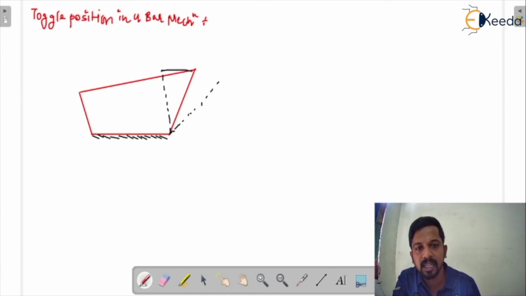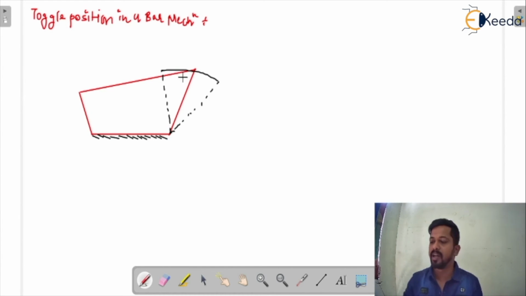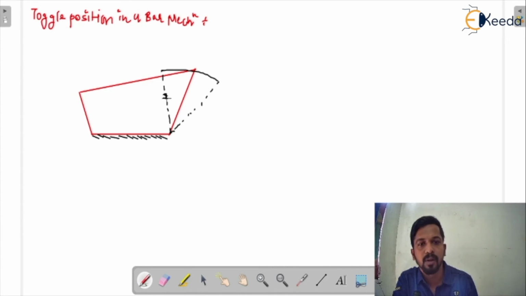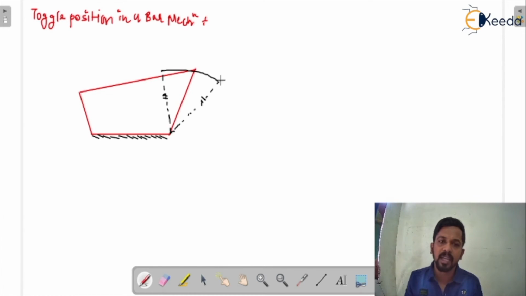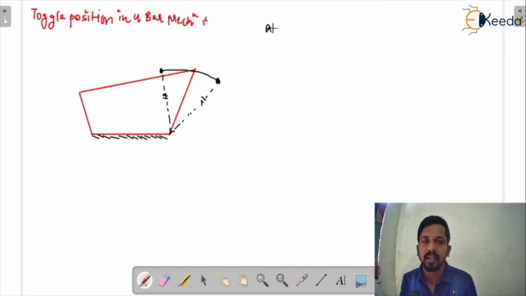Okay, this is basically the extreme position of the toggle. At the extreme position, you all know that omega output is equal to 0. Here omega will be there, but remember that at the extreme position, the angular velocity output will be 0.